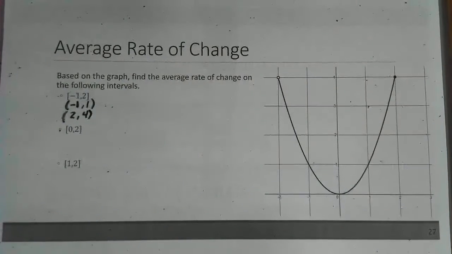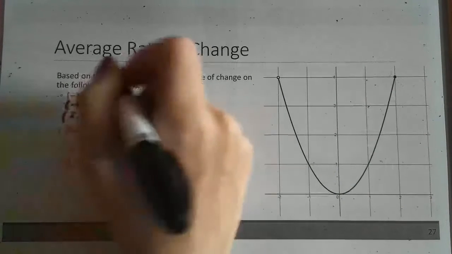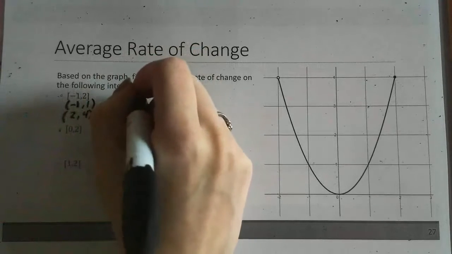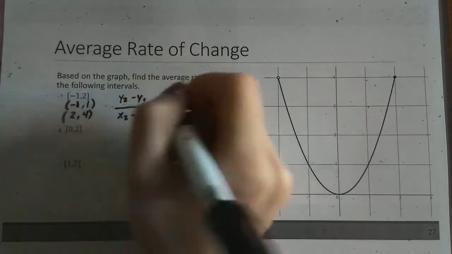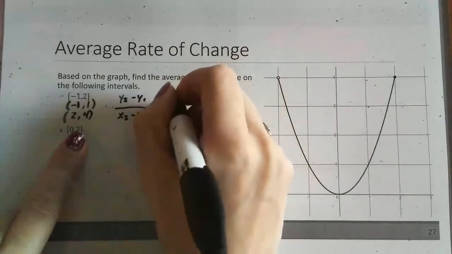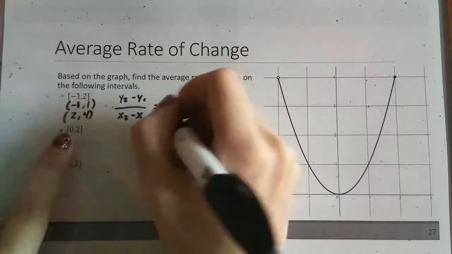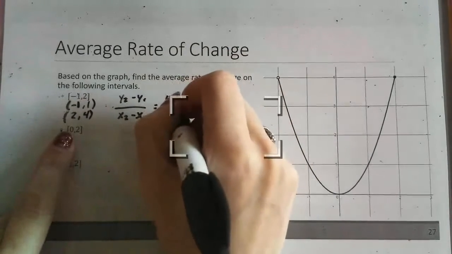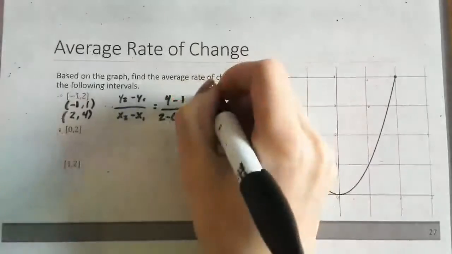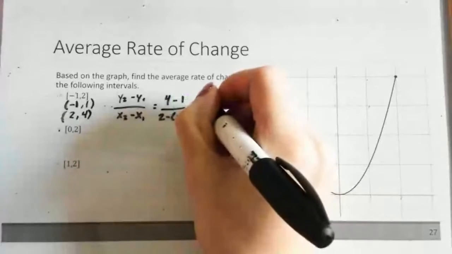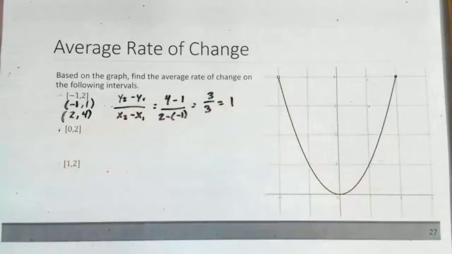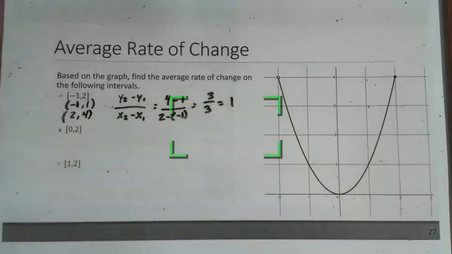Now that I have these points, I'm going to be able to find my average rate of change using the formula. y2 minus y1 over x2 minus x1. y2 is 4 minus y1 is 1. x2 is 2 minus x1 of -1. 4 minus 1 is 3. 2 minus a -1 is 3. And 3 divided by 3 is 1. So it's saying the average rate of change is 1.